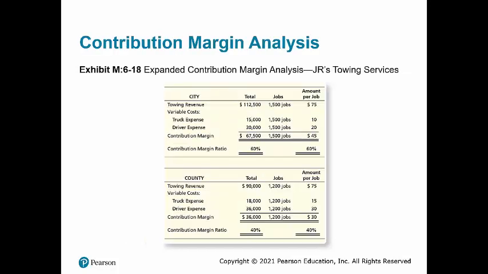This exhibit shows an expanded contribution margin statement with units and amount per unit. The difference between the contribution margin for city and county is due to the higher variable cost per unit associated with county jobs. The county jobs require longer trips and cost more in terms of gas and the driver's wages.